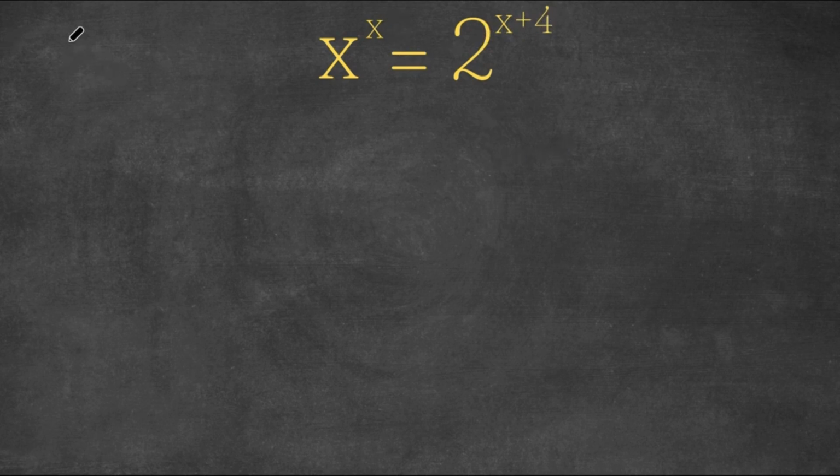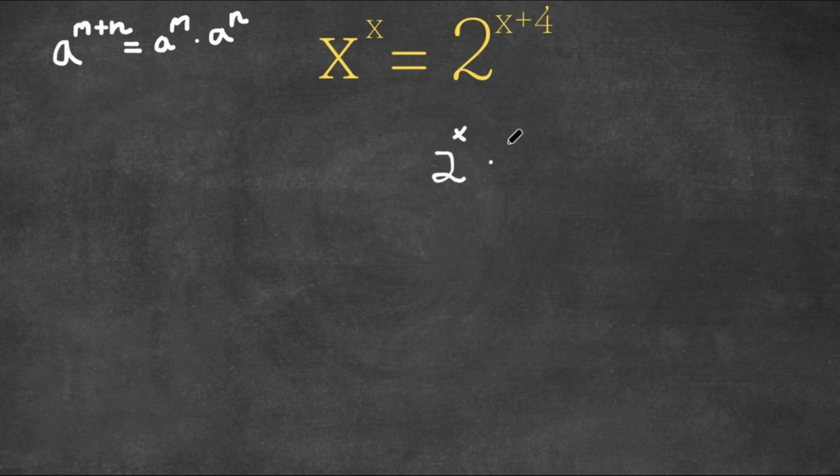Now, if we have something in the form a to the power of m plus n, this can also be written as a to the power of m times a to the power of n. So what I'm going to do is use this property for 2 to the power of x plus 4. Think of 2 as a, x as m, and 4 as n. So this we could rewrite as 2 to the power of x times 2 to the power of 4.